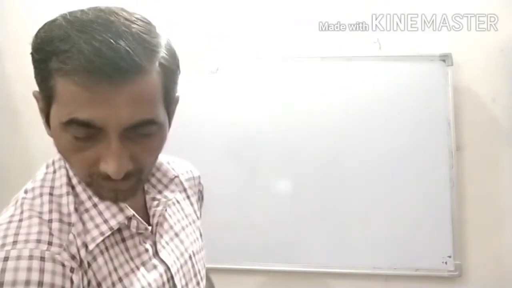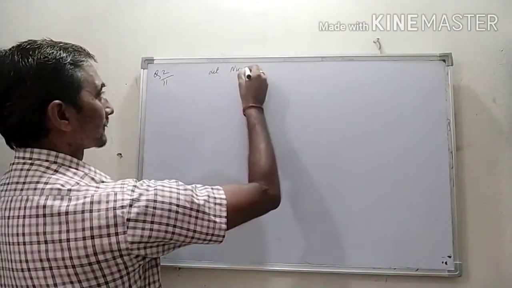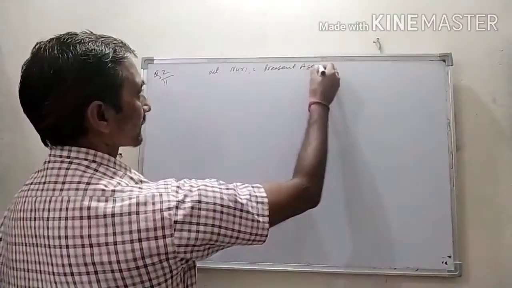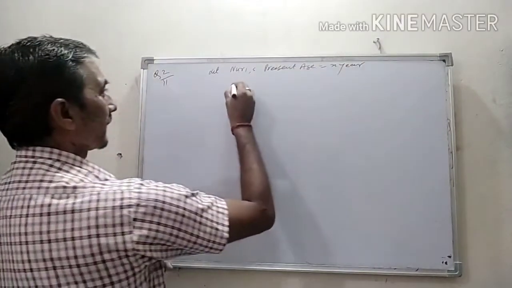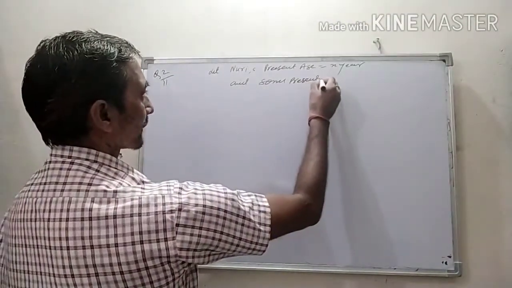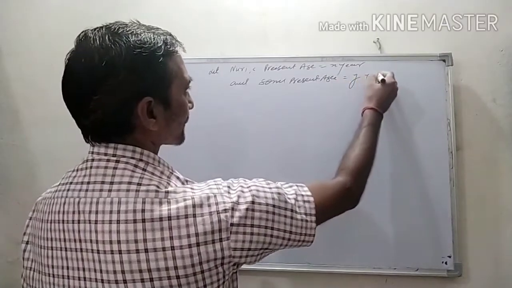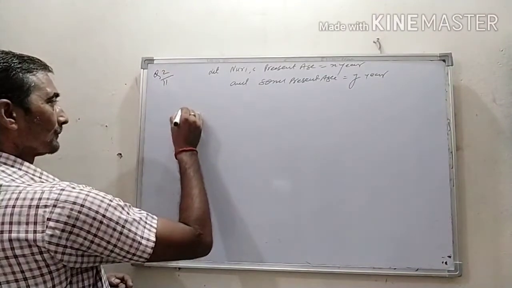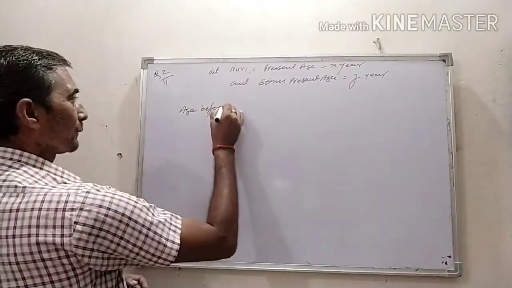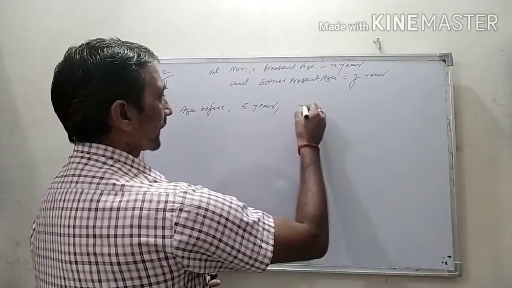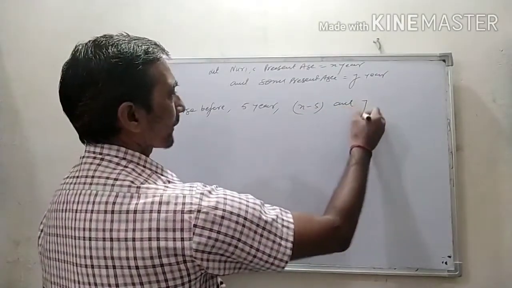So let us consider Noori's present age as X years and Sonu's present age as Y years. Therefore, the ages before 5 years are X minus 5 and Y minus 5.